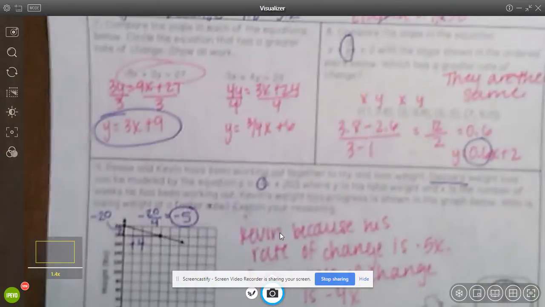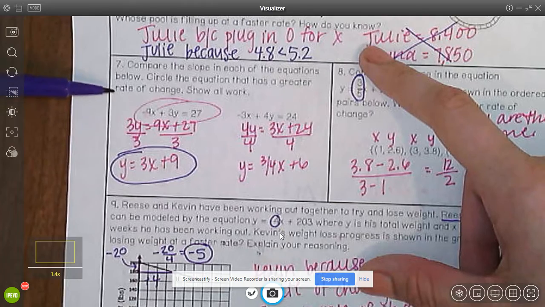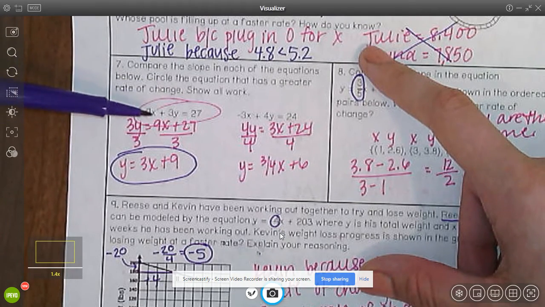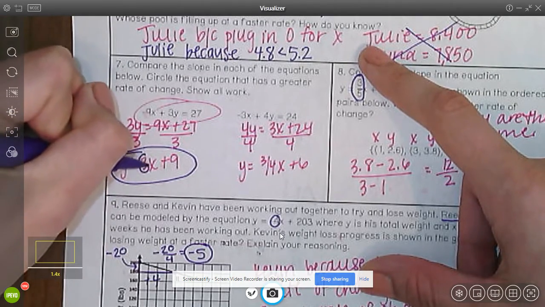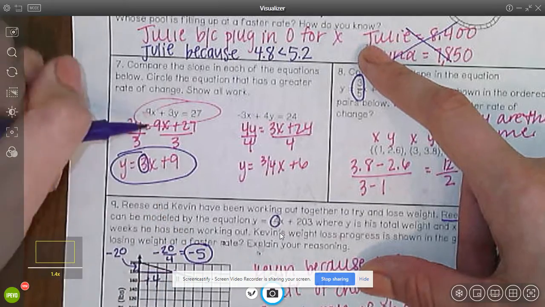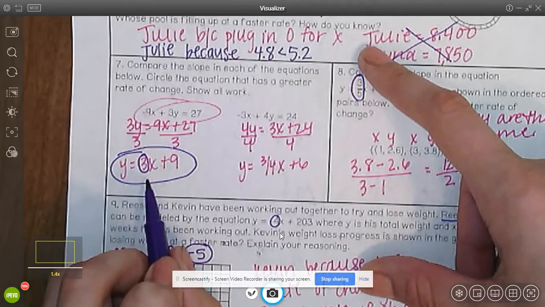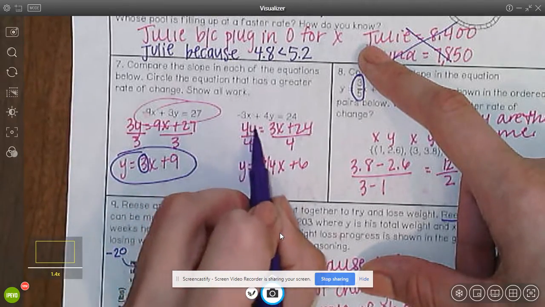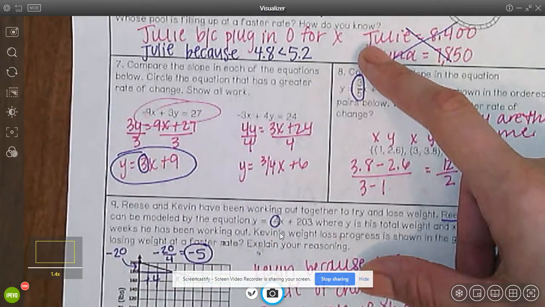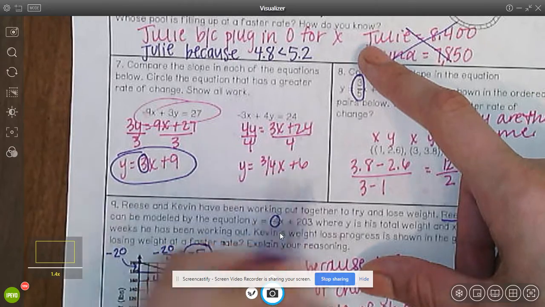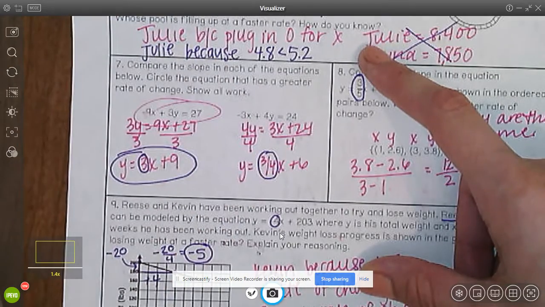Okay, question number 7. We're going to compare the slope in each of the equations below. Circle the equation that has a greater rate of change. So what Ms. Gaskins did here is you have to put it in y equals mx plus b form because m is your rate of change or your slope. So we had to add 9x and then divide by 3. And when you do that, you get the equation y equals 3x plus 9. For this equation, we had to do the same thing. We had to add 3x and then divide by 4 so that y would be by itself, and it would be in the form of y equals mx plus b. So the rate of change for this equation is 3/4, or 0.75.